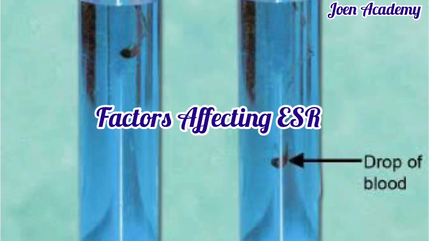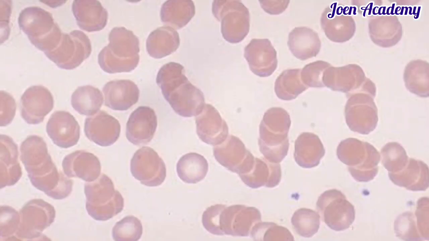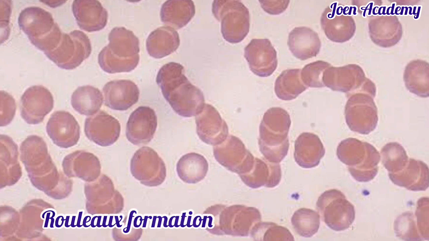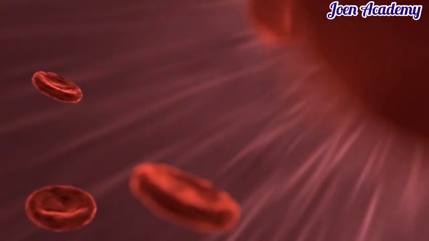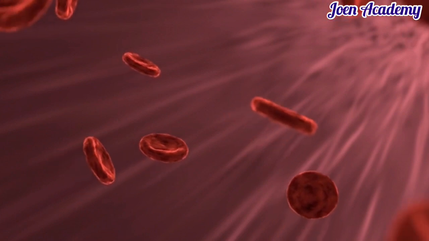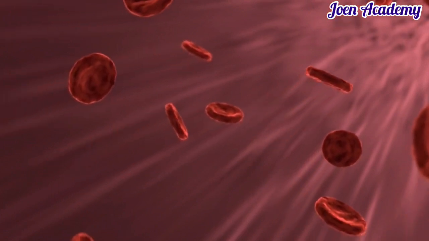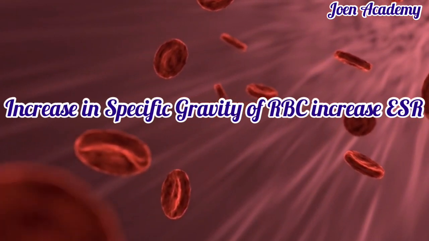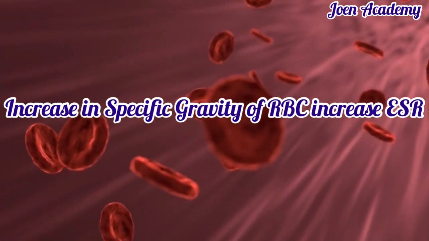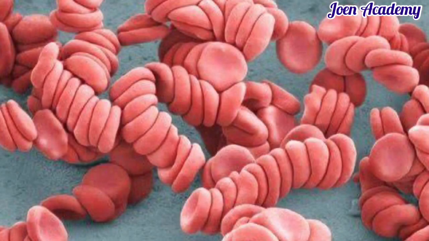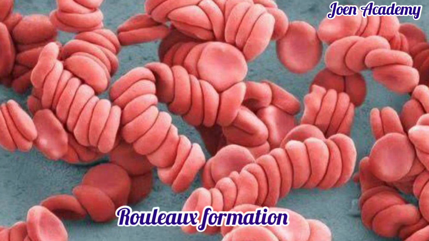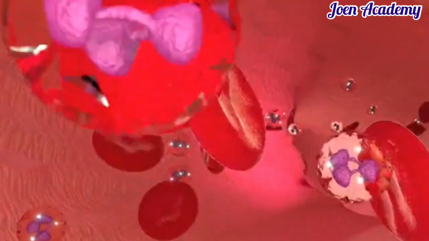Factors like specific gravity of red blood cell, rouleaux formation, increase in size of red blood cell, viscosity of blood, and red blood cell count all affect erythrocyte sedimentation rate. Increase in specific gravity of red blood cell increases erythrocyte sedimentation rate because red blood cells are heavier and tend to sediment faster. Rouleaux formation increases erythrocyte sedimentation rate. Rouleaux formation is the linking of red blood cells like chains resembling stacks of coins. Globulin and fibrinogen accelerate rouleaux formation. When the size of red blood cell increases, erythrocyte sedimentation rate also increases.